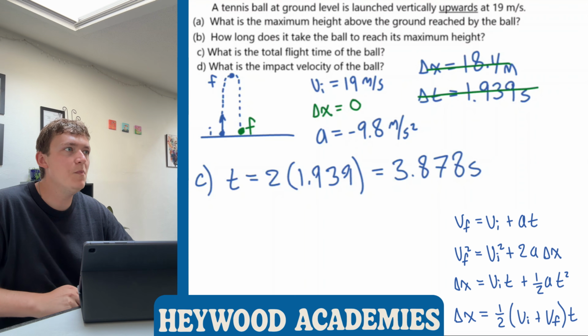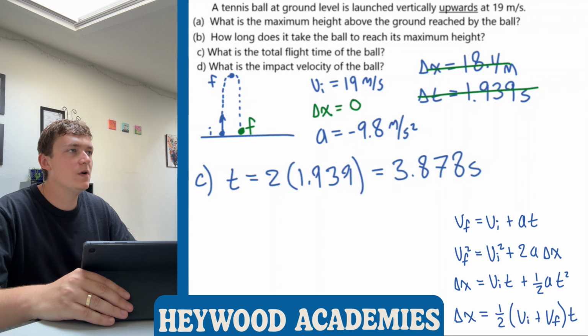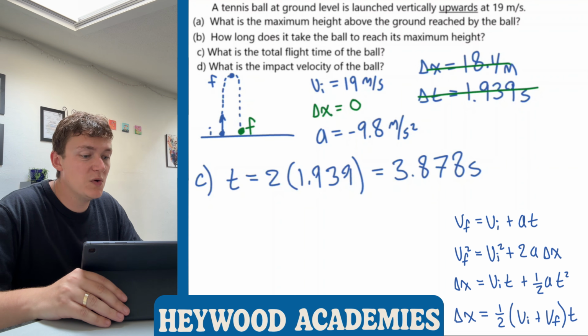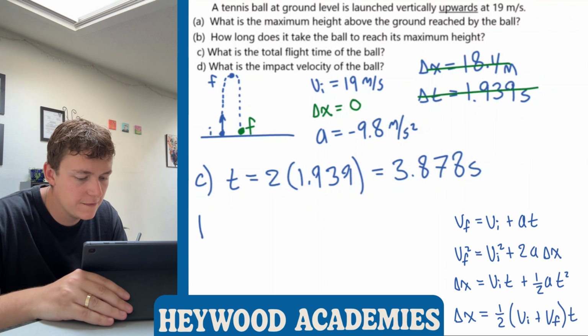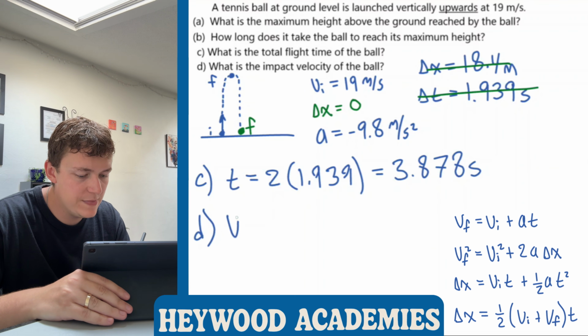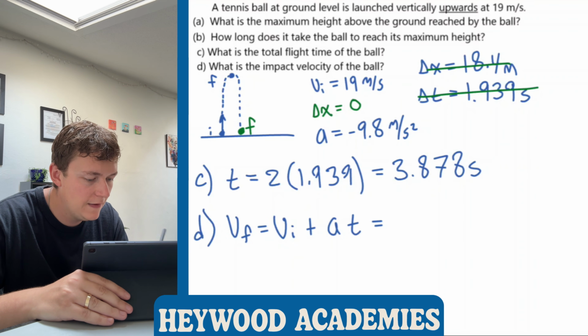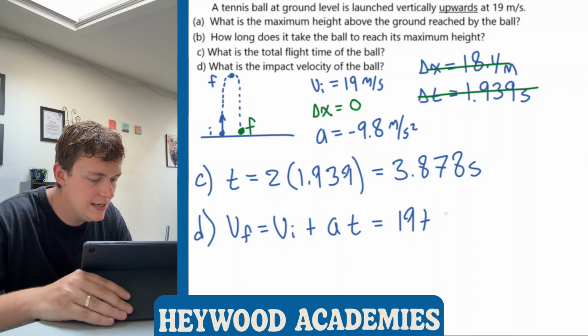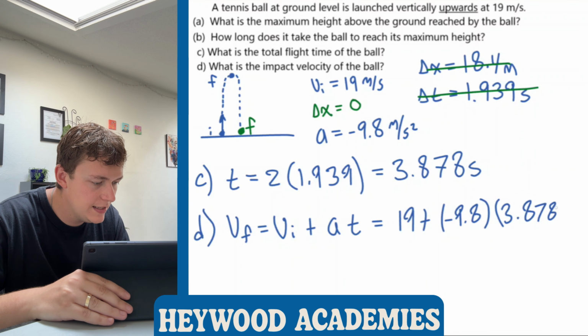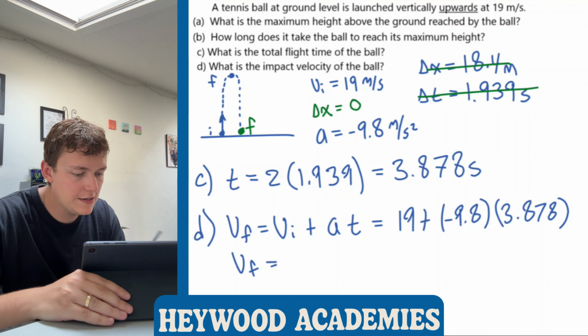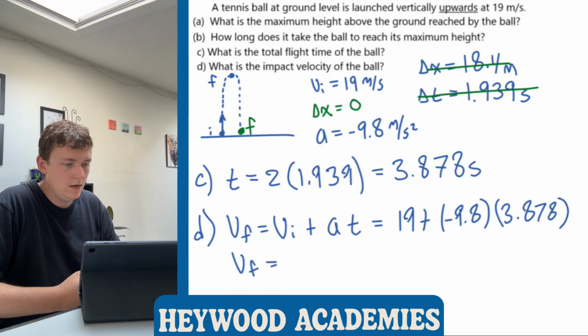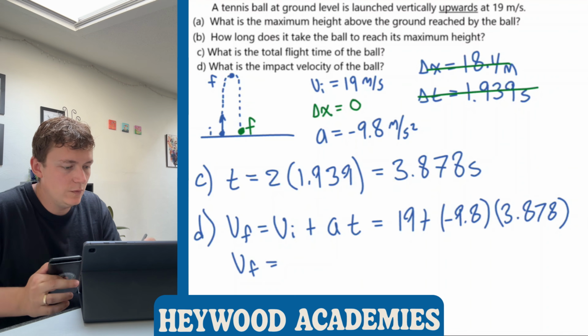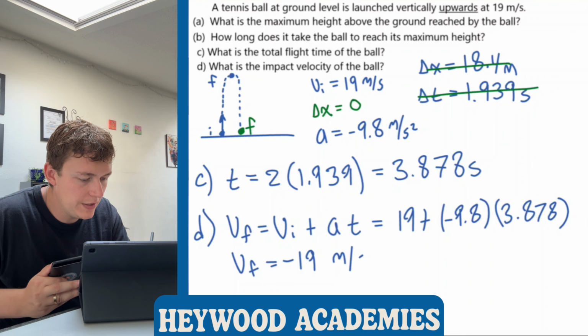Now we want to find the impact velocity. So again, I always just go with whatever is going to be easiest here. There's also a shortcut for this, which we'll do, but we'll do it the long way here first. We'll say that our impact velocity is initial velocity plus acceleration times time, and we can go ahead and plug in those numbers, 19 plus negative 9.8 times 3.878. We get that final velocity. And we plug that in, we get negative 19 meters per second.